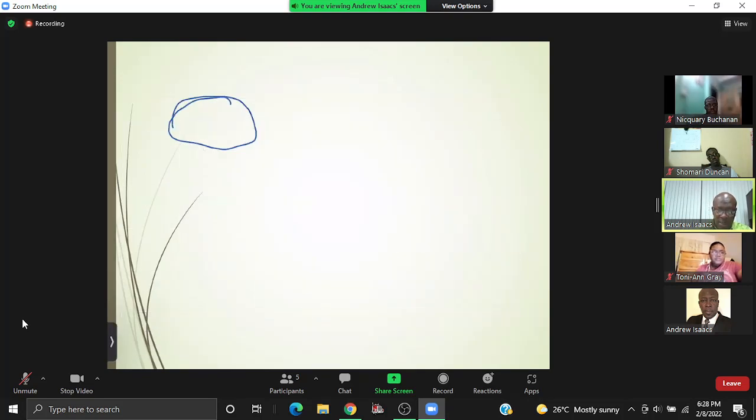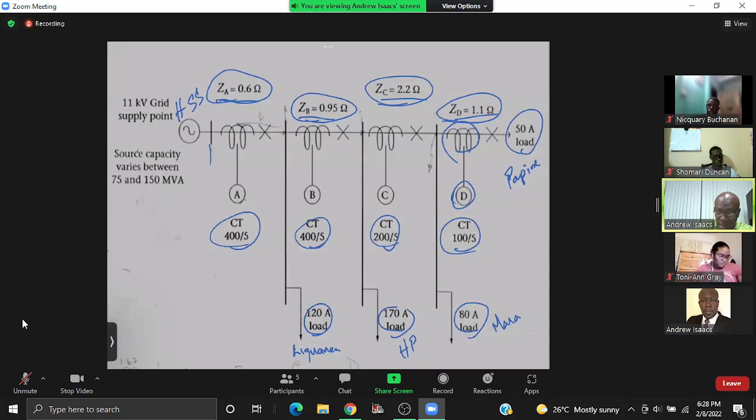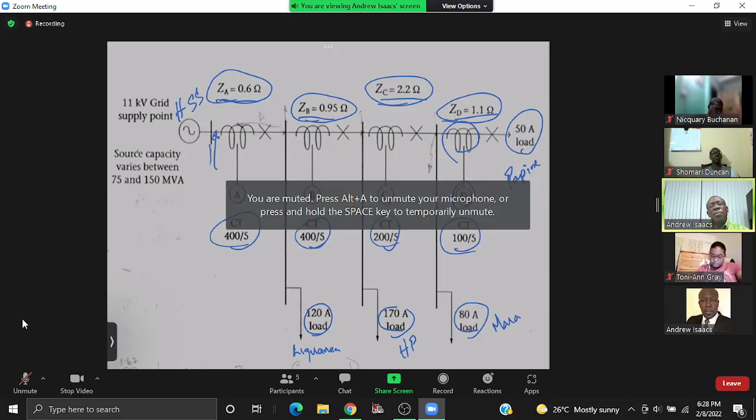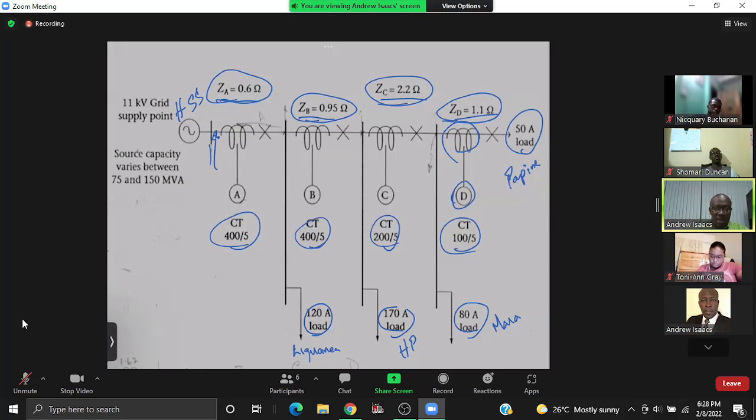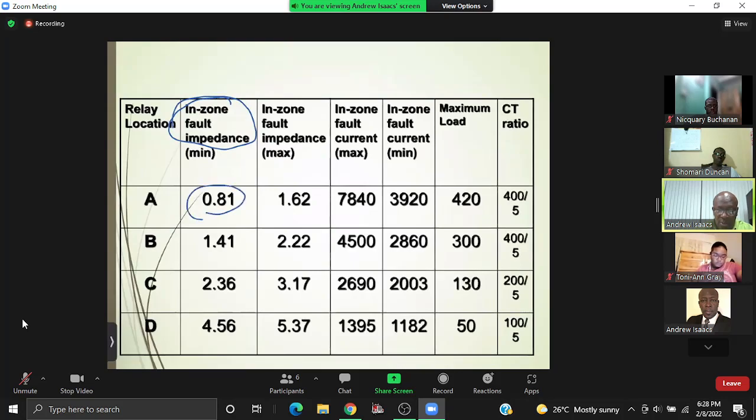Now look at where A is connected. Now A will be right at that bus. The minimum in-zone impedance from A that it would see, right at the tip, would be the impedance of the source. So for that point, what we get, the 0.81, is that we calculate the impedance as per the two transformers connected in parallel.